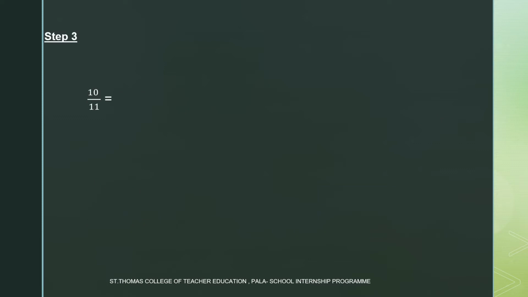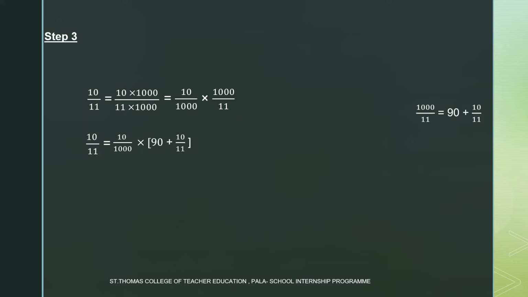Writing 10 by 11 as itself and then multiplying both numerator and denominator with 1000 and then splitting it as 10 by 1000 into 1000 by 11. Again writing 10 by 1000 as itself and replacing 1000 by 11 with 90 plus 10 by 11. And I have given the steps here.